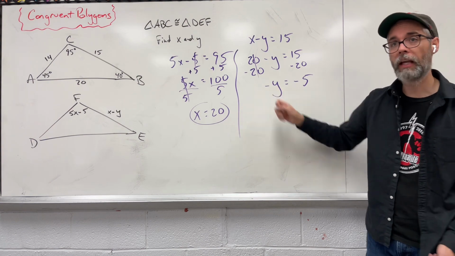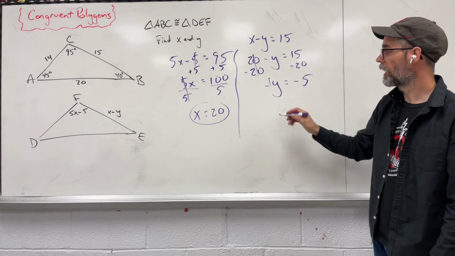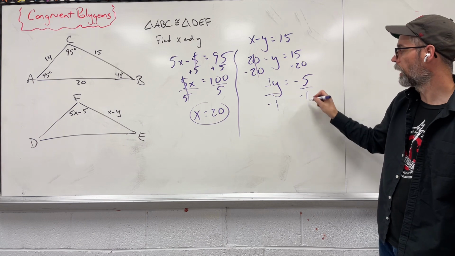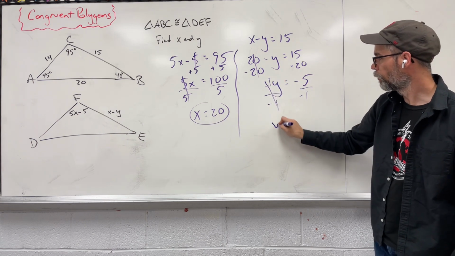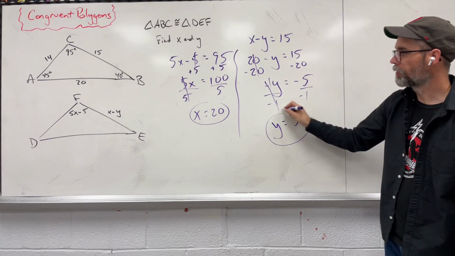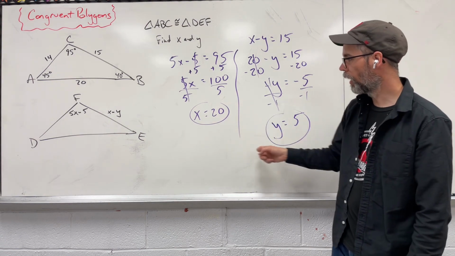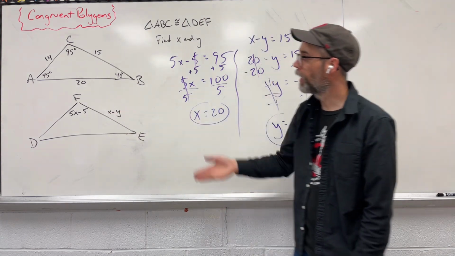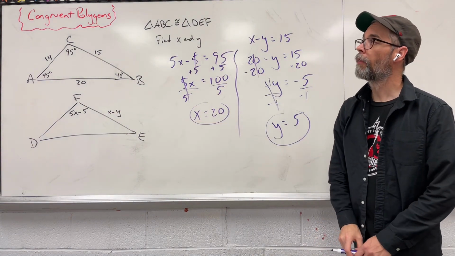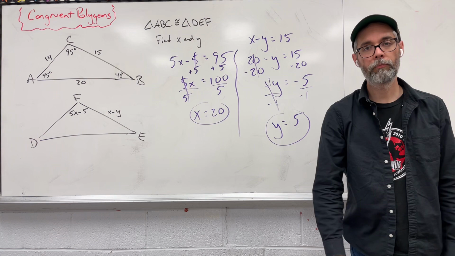So we need to get rid of that negative. Think of it as if it says negative 1 there. We divide both sides by negative 1, leaving us with y equals positive 5, and that makes much more sense. If I were to take x and y, so 20 minus 5, you're left with that 15. And that is using congruent polygons.